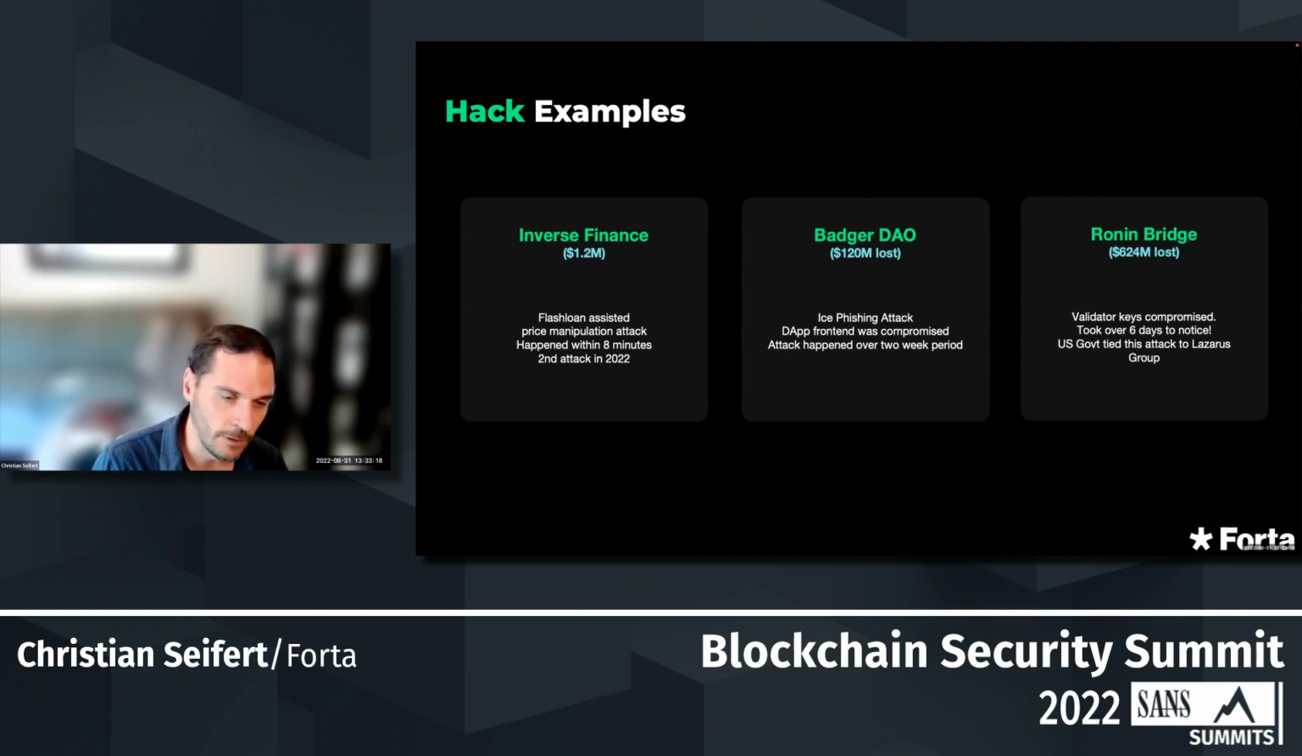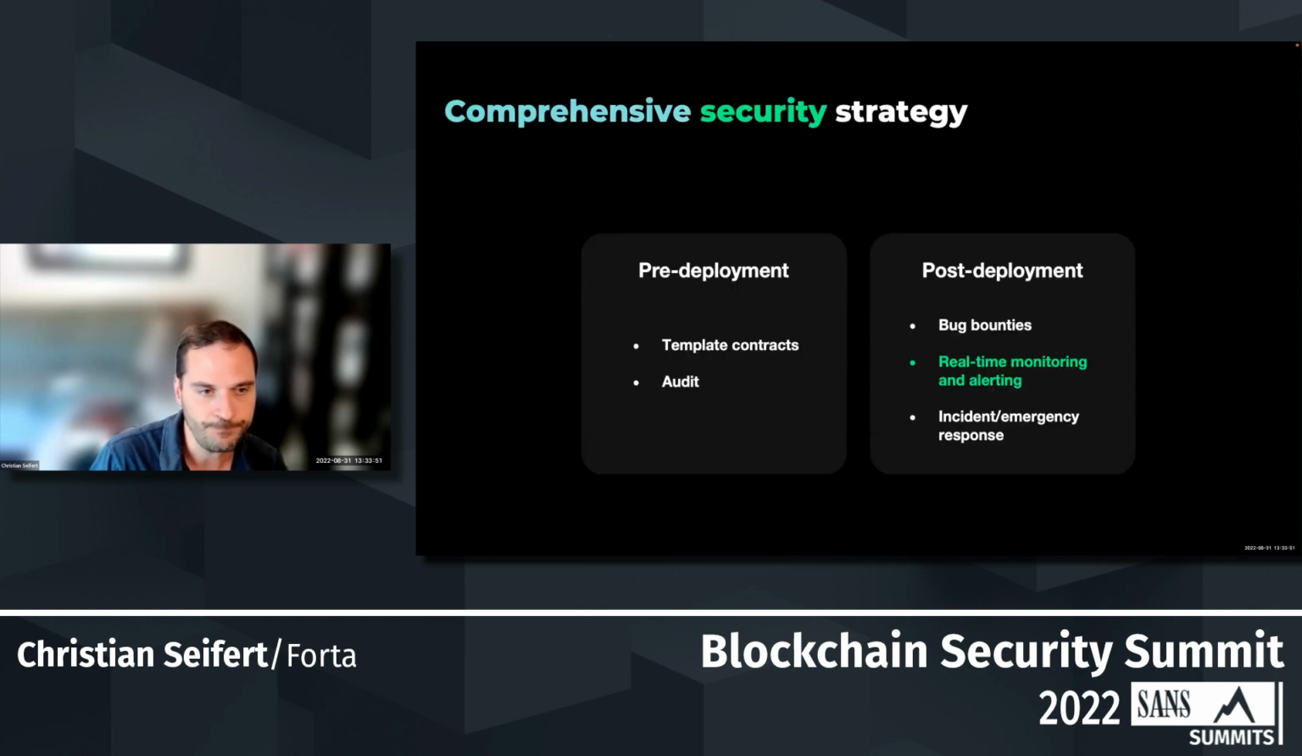And then all of you, I'm sure, are aware of the Ronin Bridge attack. This is where the validator keys were compromised. So it was fairly instantaneous if you look at the on-chain transactions, but what was unique about this attack was that it wasn't uncovered for 6 days. And this attack also, the US government tied to the Lazarus Group, which is associated with North Korea. So that gives you a sense of the type of adversaries that we're dealing with.